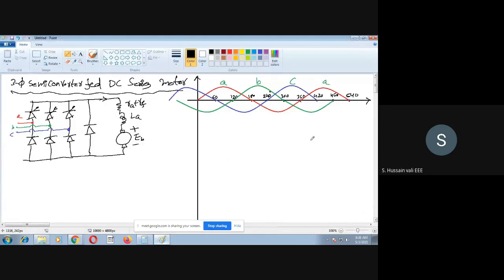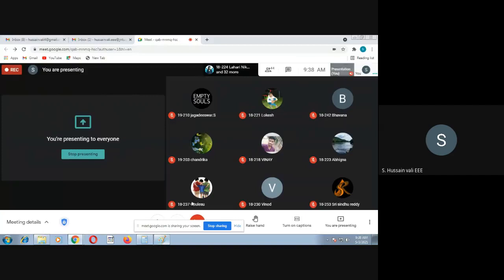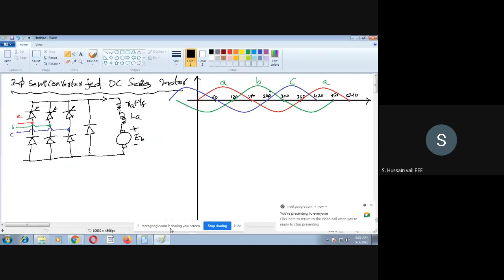Remaining all things are very similar to the separately excited DC motor. Because of that, some torque-speed characteristics will change, but the output of the converter does not change. So whatever the output of the converter we got in the previous class, the same value you must get here also. Now we'll find out the output here.